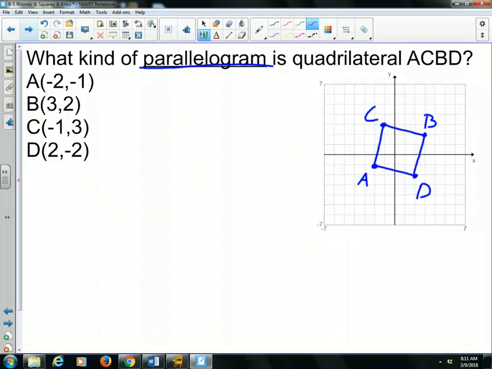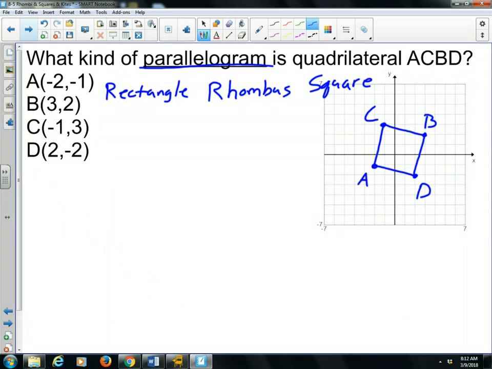The three that we've talked about are rectangle, rhombus, and square. So is it one of those three or a combination of a couple? Or it could be all three. So if we want to see, let's just go first.